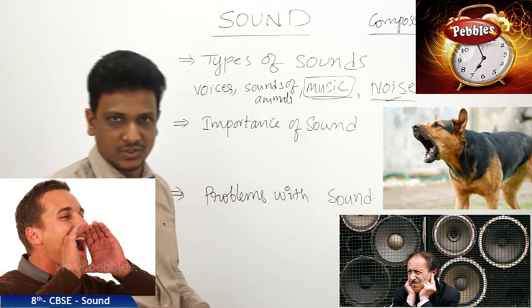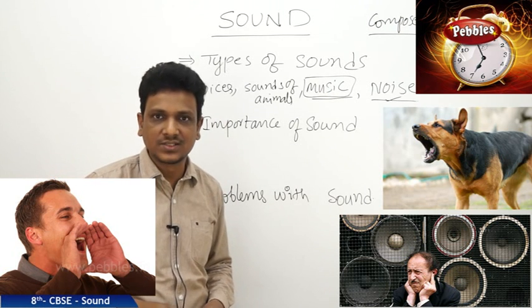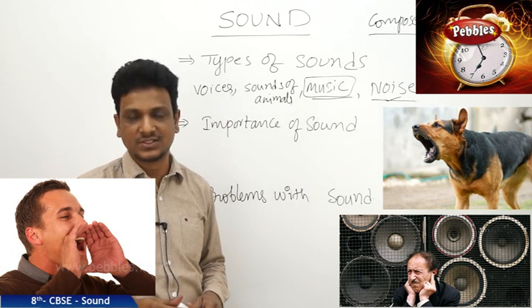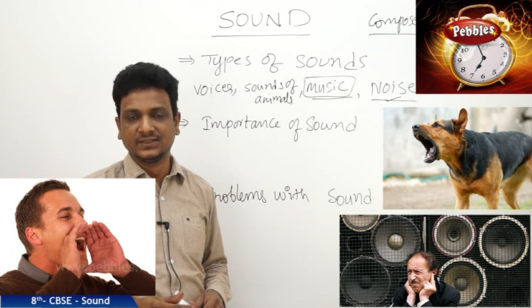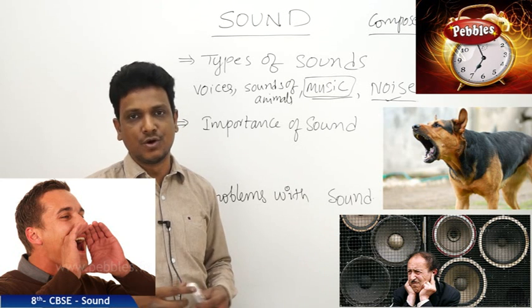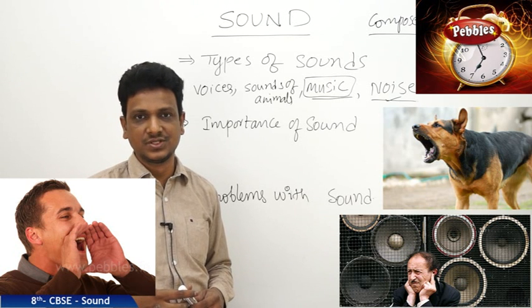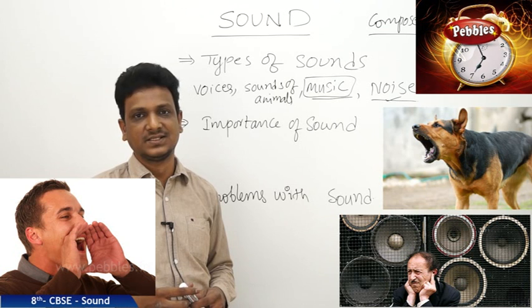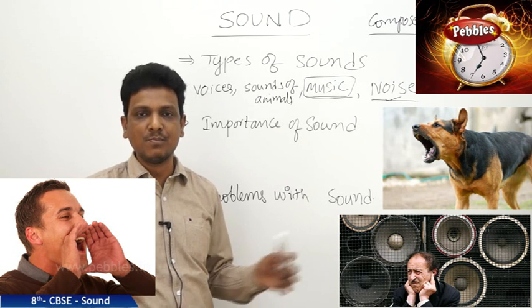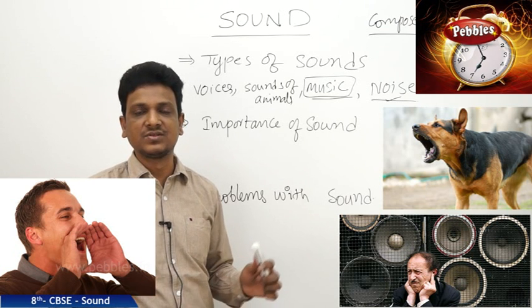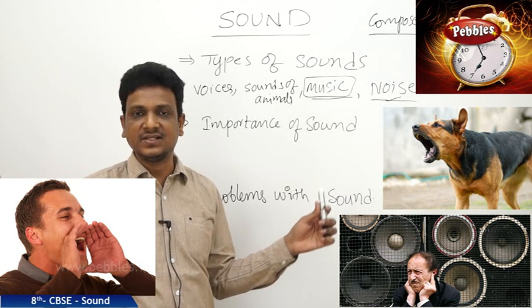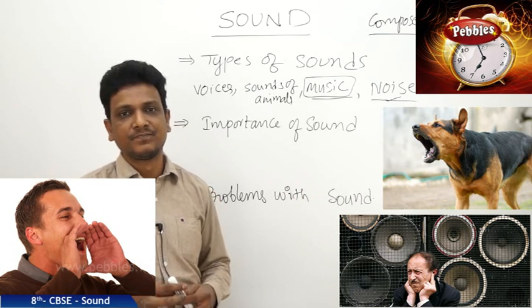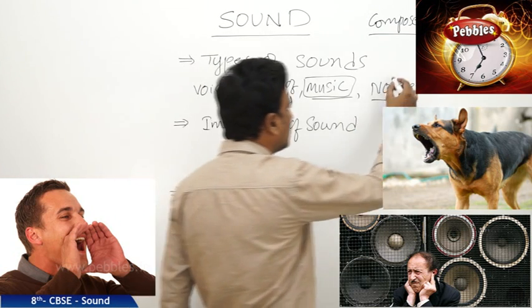You go to a busy road, all the bikes and cars, vehicles, they are blowing the horns. People are shouting. So there you find a lot of noise. It's a collection of sounds. These sounds are not pleasant, and these sounds are not composed properly. These sounds are very unorganized. No connection with each other. And they are just produced like that. So such sounds are called noise.